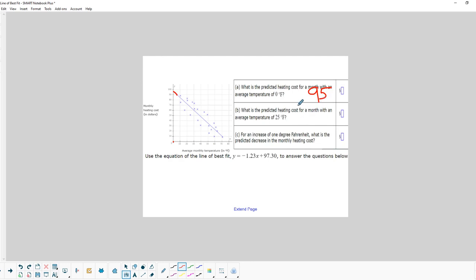Okay, what is the predicted heating cost for a month with an average temperature of 25 degrees? Well, if we come over here, it's 25 degrees, so that's halfway between 25 and 30. So that's going to be about right there on our graph. So if we turn and go left, it's going to be somewhere between 60 and 70. So we're just going to go ahead and predict $65.